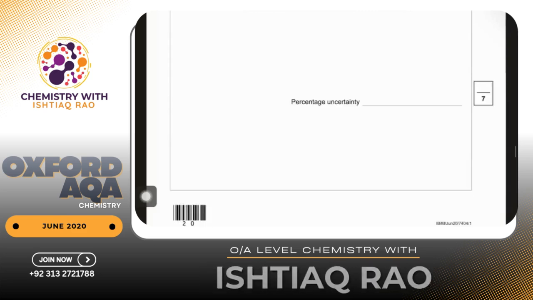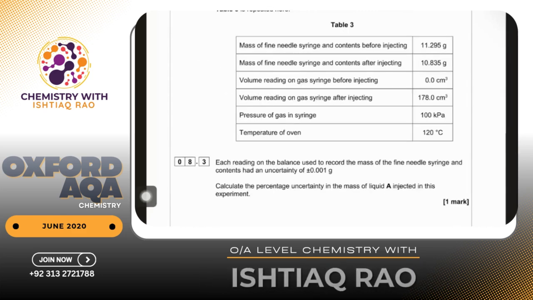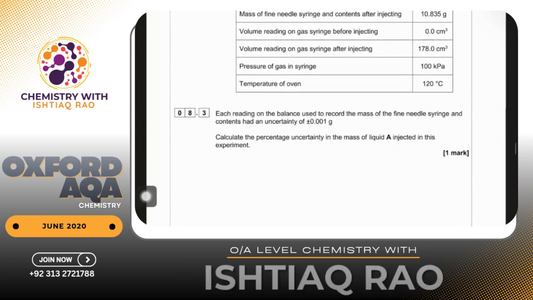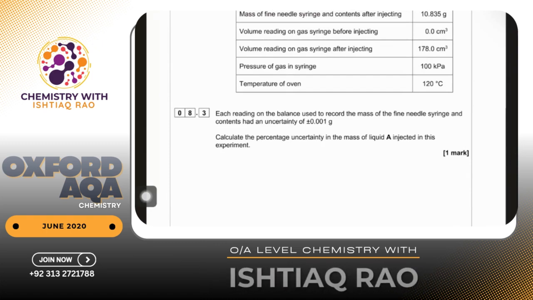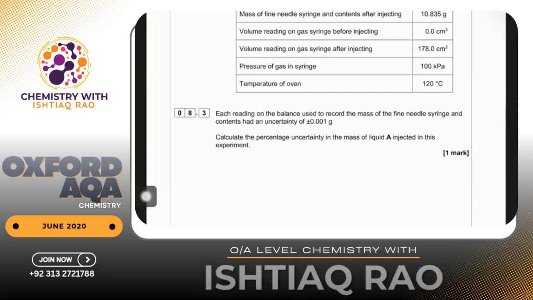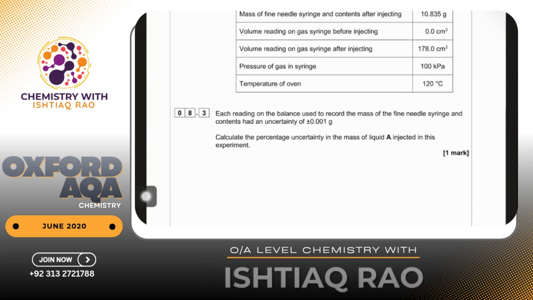Again, table 3 is repeated here. Each reading on the balance used to record the mass of the fine needle syringe and contents had an uncertainty of 0.001. Calculate the percentage uncertainty in the mass of liquid A injected in this experiment.